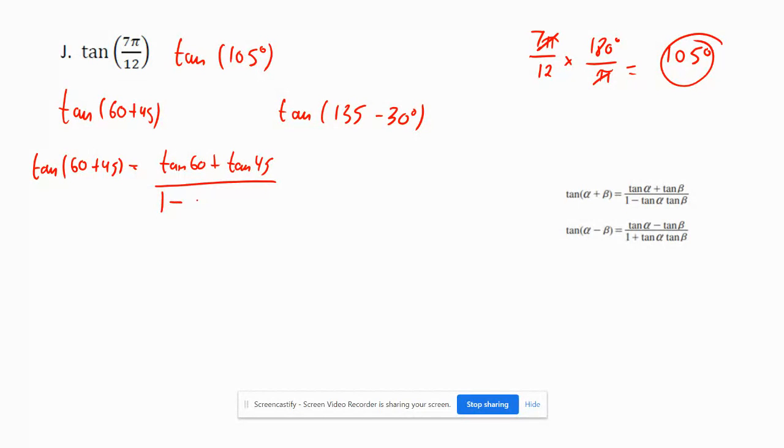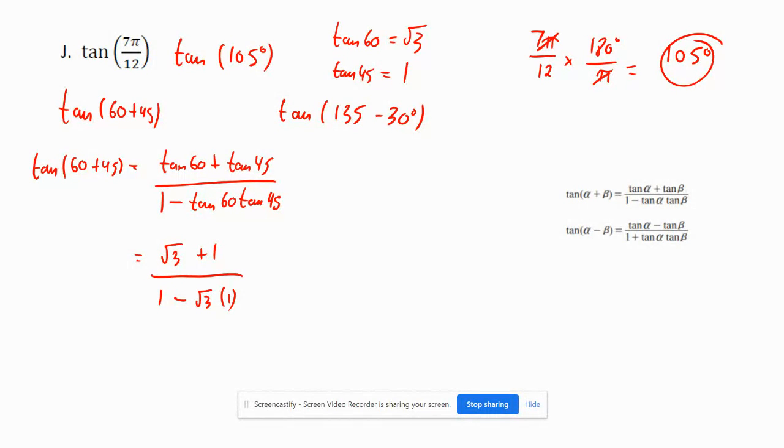So 1 minus tan 60 tan 45. Okay. Now we know from our previous page over here that tan 60 equals the square root of 3 and that tan 45 equals 1. So we get root 3 plus 1 over 1 minus root 3 times 1. Okay. Now, guys, like we've been doing throughout this unit, we have an irrational denominator here, and we want to be able to rationalize the denominator.